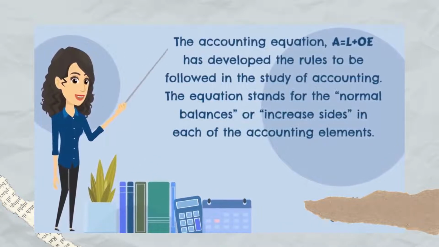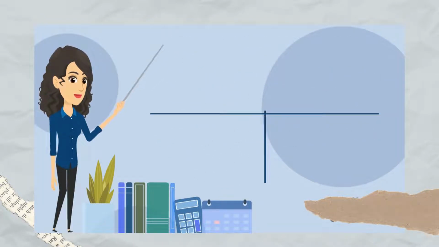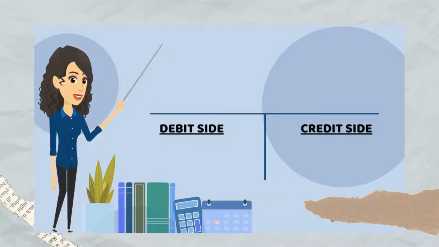The accounting equation, A equals L plus OE, has developed the rules to be followed in the study of accounting. The equation stands for the normal balances, or increased sides, in each accounting element. In other words, the normal balances refer to the increased sides of the accounts, which may either be a debit or a credit. For assets, the increased side is the debit side, while for liabilities and owner's equity, the increased sides are on the credit side.